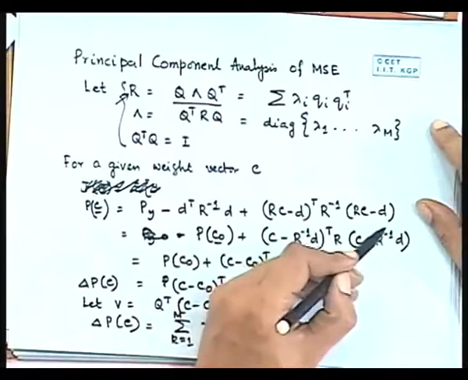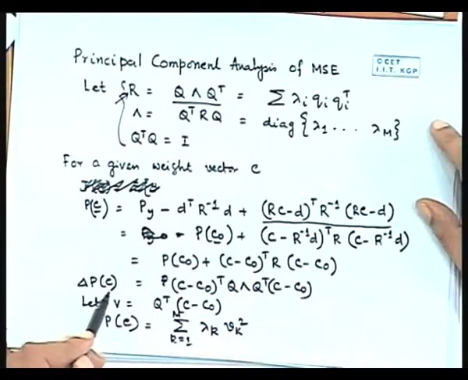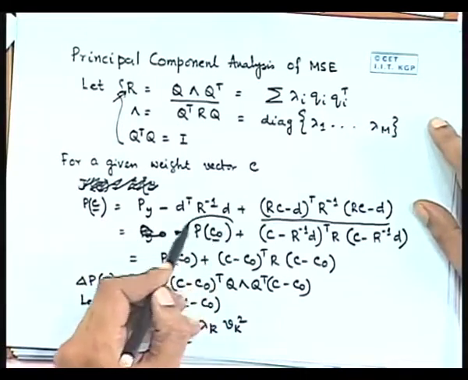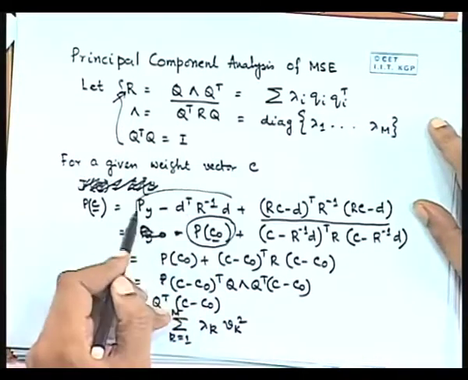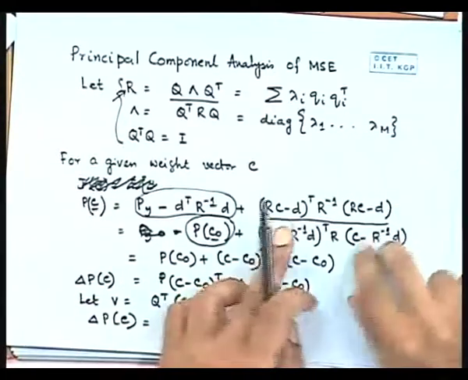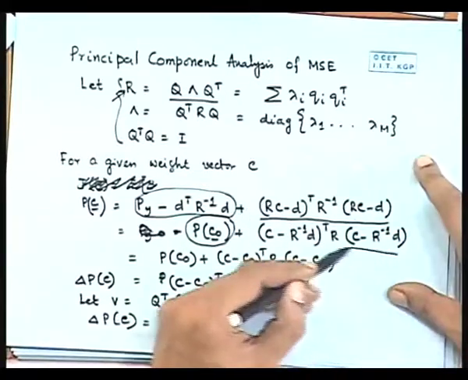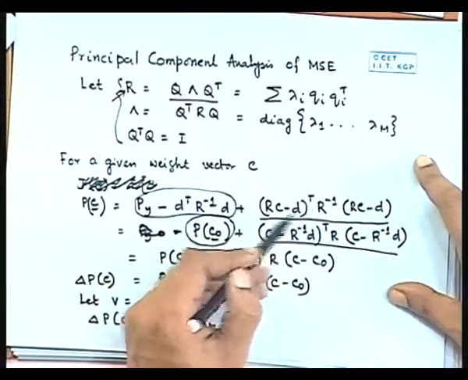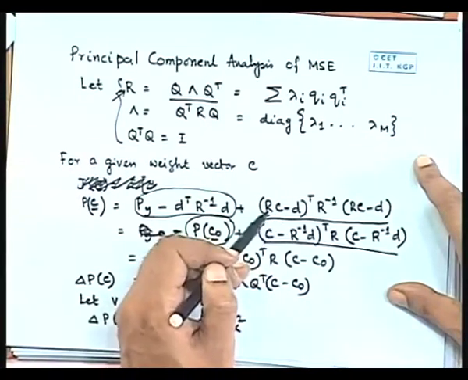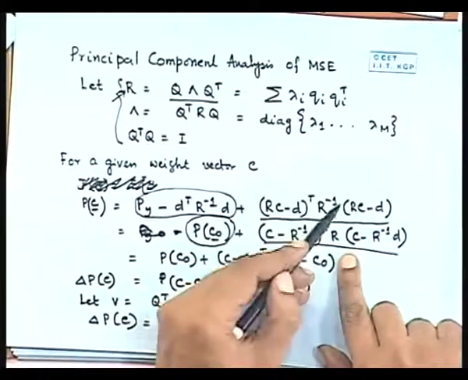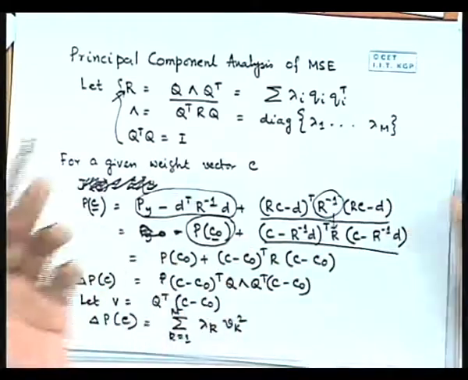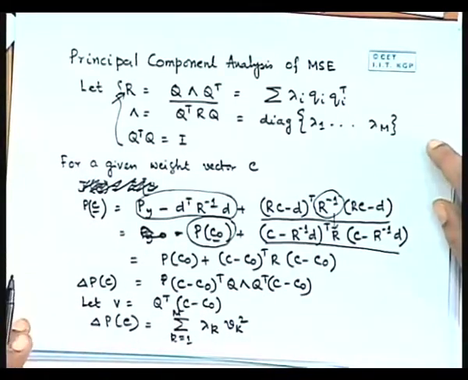Now suppose this was my penalty, delta PC. And what is this? This is my PC0, this term. That is, if C was equal to C0, this would have been the penalty. That is the minimum. And this one I can actually cast like this. It is simple. You just multiply RC minus D by R inverse. You will get R inverse, and that is easy to see.